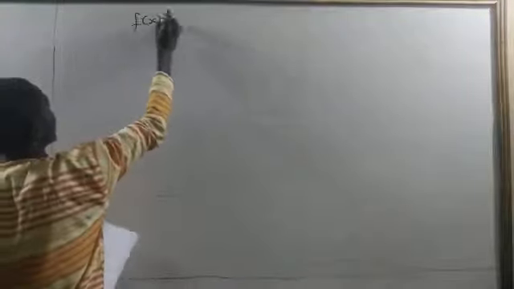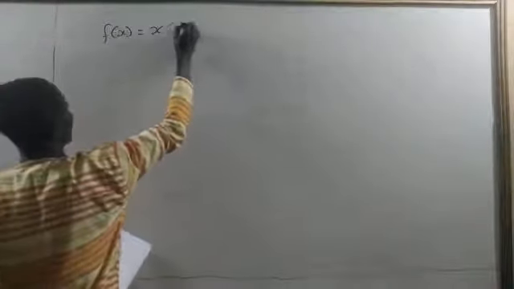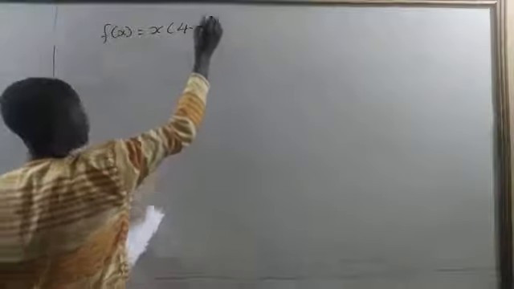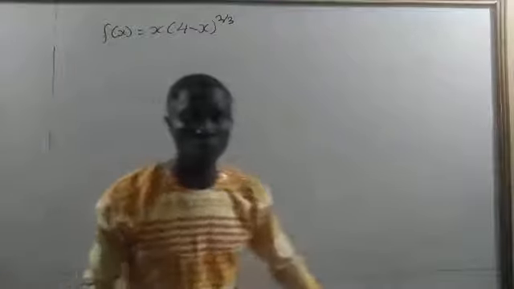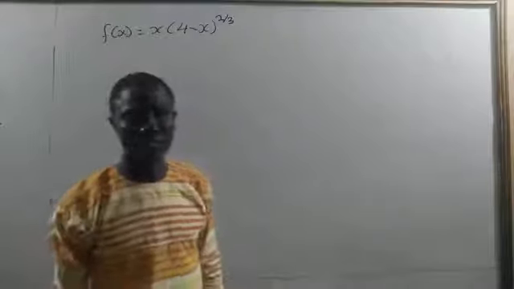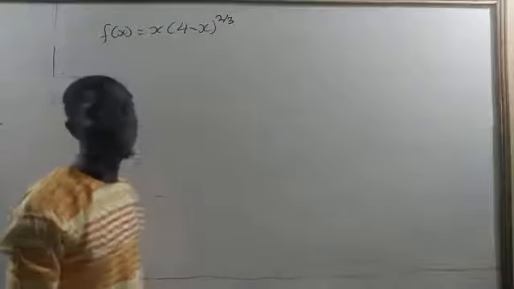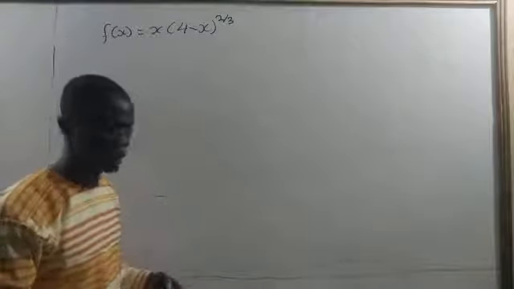Now, this is the question that I will use. If we have f of x equal to x times (4 minus x) to the power 2 out of 3, what is the point of inflection? And on which interval is this function concave up or concave down? Join me as we go through it step by step.